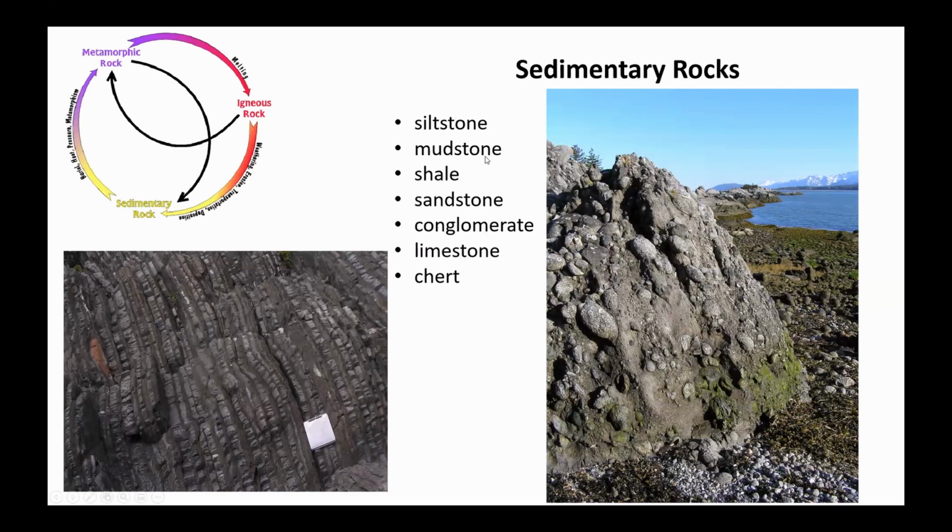Siltstones are made of silt. Mudstones can turn into mud, or they can turn into something called shale. Sandstones are made of sand. You've all seen these, even if you didn't know what they were called. And limestone is something, we have marble here, which is made of limestone, or made from limestone.